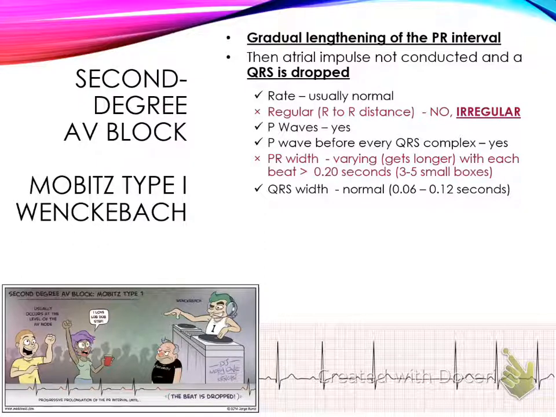So longer, longer, longer, and then a drop is a Wenckebach block. So the PR interval gets longer and longer and longer, and then it kind of drops out a QRS, and then it resets itself. Longer, longer, longer, then a drop is a Wenckebach block. So that's a type 1, and if you want to memorize them, there you go. Second degree type 1 is longer, longer, longer, then you drop.